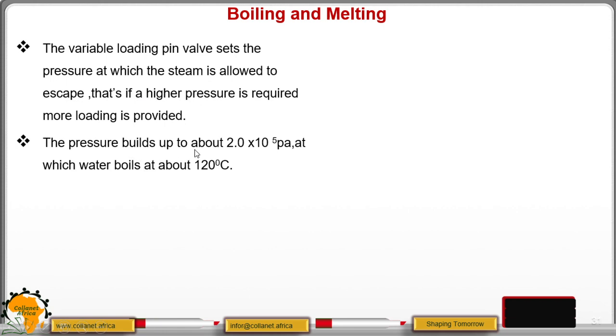The pressure builds up inside the pressure cooker to about 2.0 times 10 to the power 5 pascals. And at this point, the water will boil at 120 degrees Celsius. This temperature is the one that will enhance rapid cooking of the food inside the pressure cooker. So what is important to note is that the pressure is building up, and as it builds up, it is raising the boiling point. So you have a high temperature. Therefore, the food inside will cook faster.